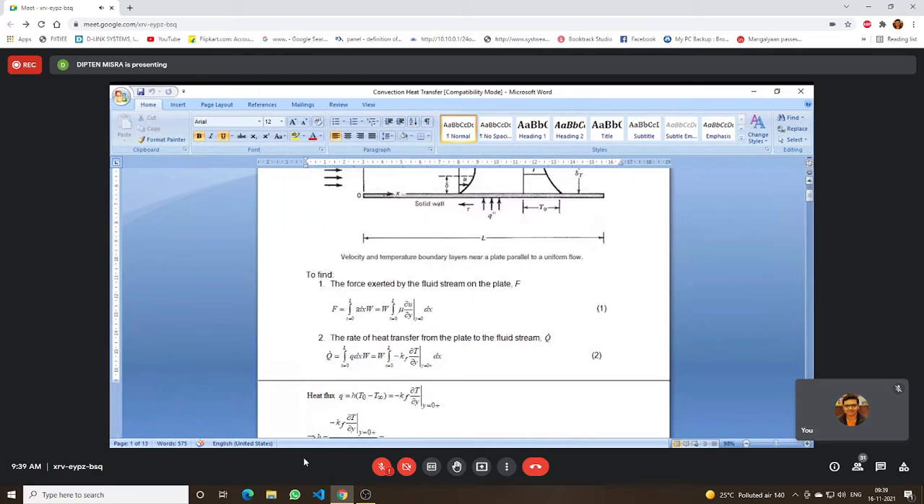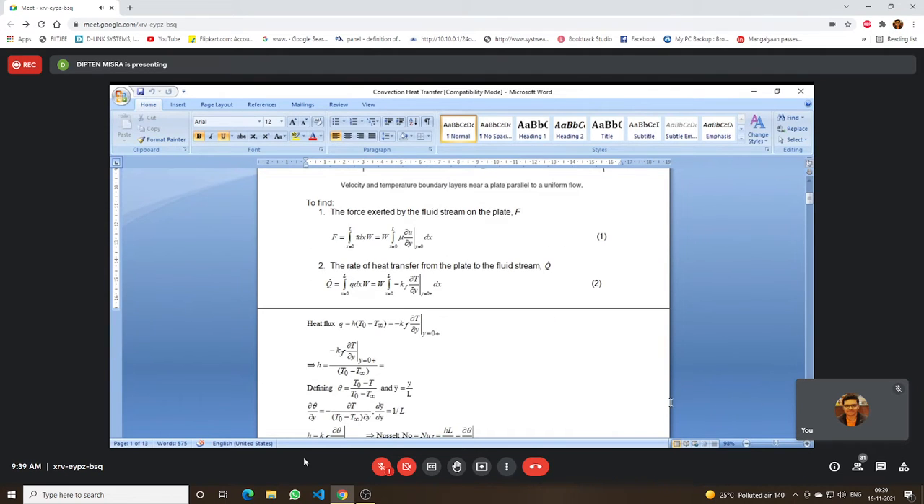Now to find out the total force, we require to know the velocity gradient, and to find out the rate of heat transfer over the entire plate, we require to know the temperature gradient. And also to find out the value of h, the convection coefficient, again we require the heat flux given by minus Kf into del T del Y.